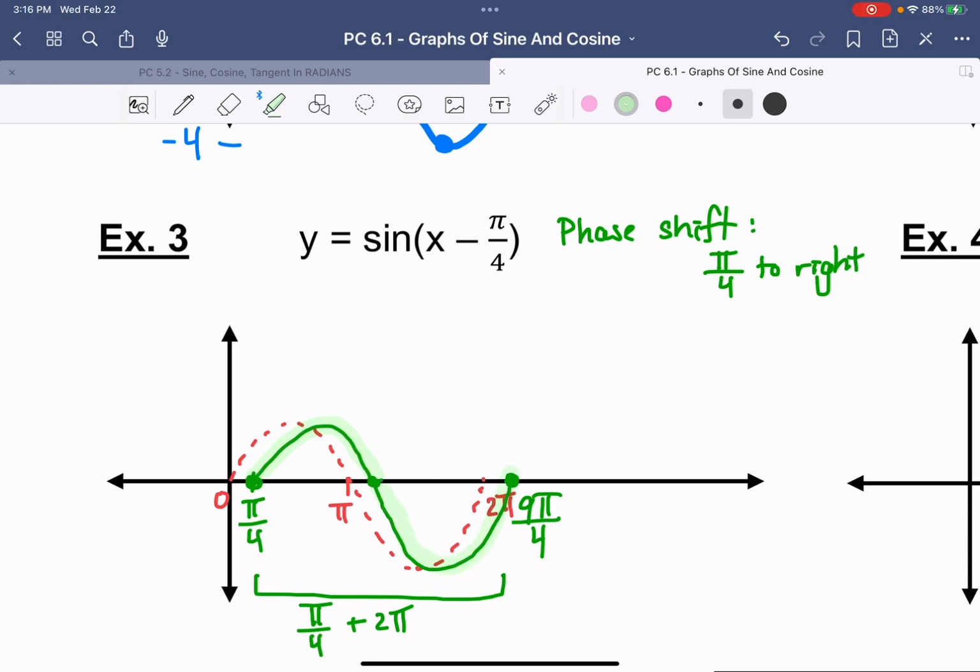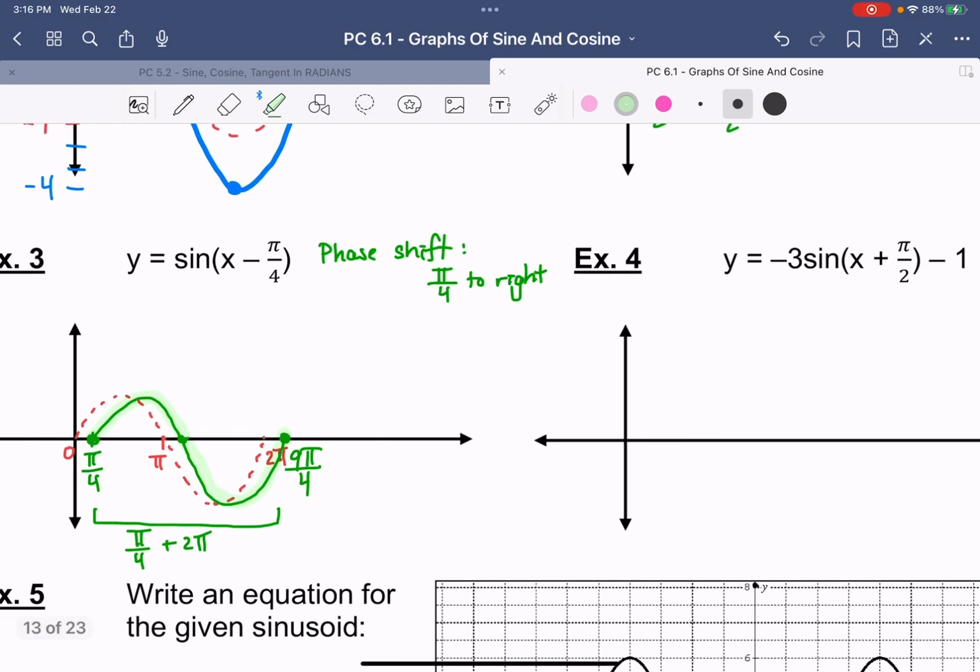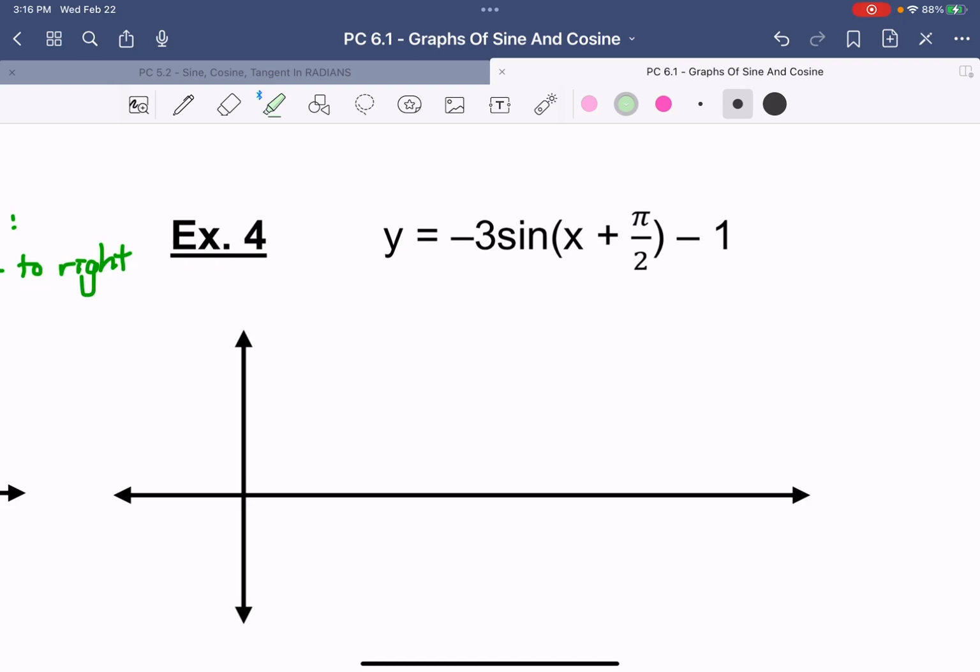All right, final curve. Example 4 has a lot to put together here. So we have our sine curve. Some people like to do these all in steps. I kind of do it all at once. Whatever you're comfortable with, just keep track of all these little shifts.